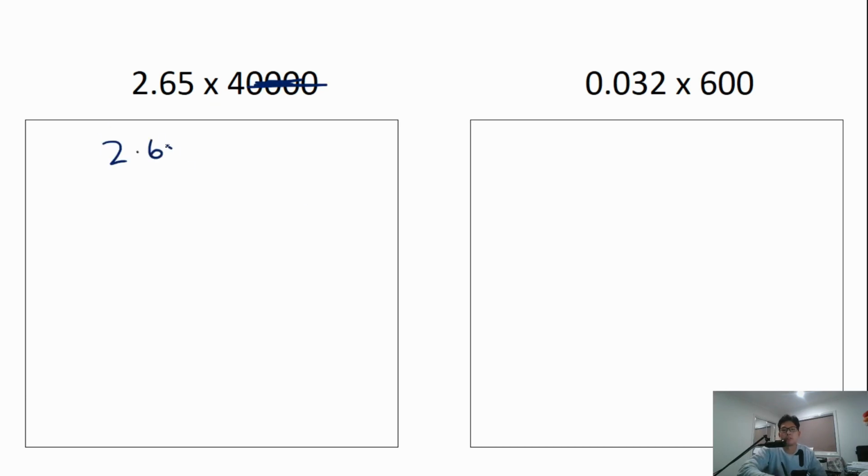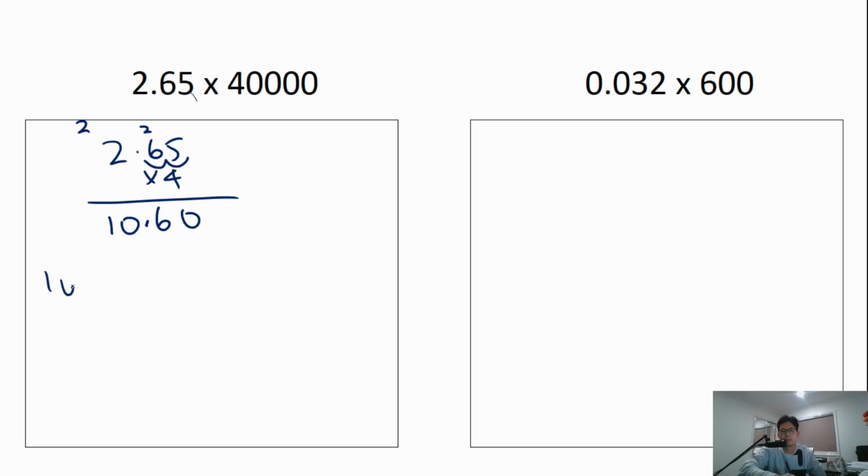So 2.65 times 4. That gives us 20. Carry the 2. 6 times 4 is 24, plus 2 is 26. 2 times 4 is 8, plus 2 is 10. And there are 2 decimal places behind that, so that gives us 10.6. And now I'm going to multiply it by 10,000, because we've already multiplied it by the 4, we just have 10,000 left.